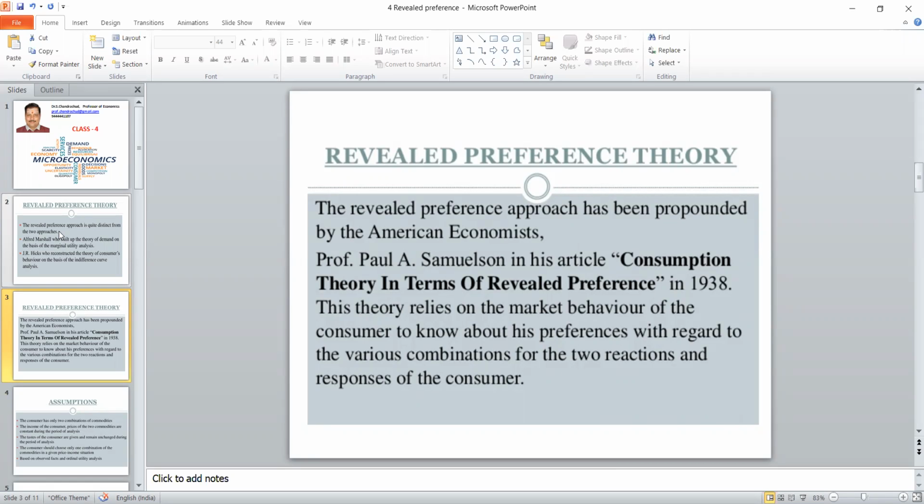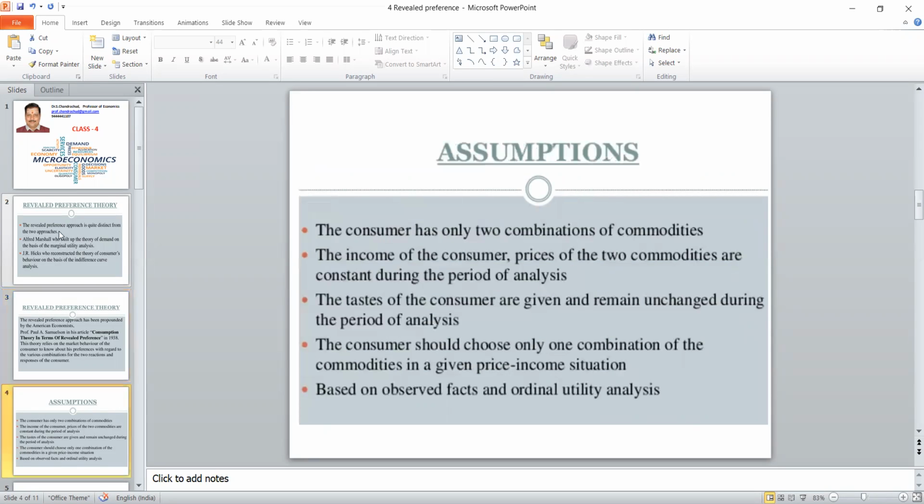It was started by Paul Samuelson in 1938 with the famous research article Consumption Theory in Terms of Revealed Preference. After this, the revealed preference hypothesis gained its own importance. He made a list of assumptions. Totally 8 assumptions are there. Let us see them one by one.